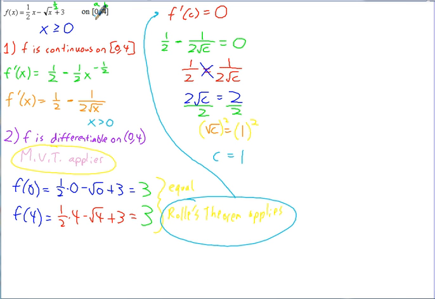Let's check, is 1 between 0 and 4? Yes, it is. So that is the c value that's guaranteed by Rolle's theorem. Notice since Rolle's theorem applied, we didn't use what the mean value theorem guarantees because Rolle's theorem is more specific. If we did, we'd get the same answer. Just it's not necessary to calculate f of b minus f of a over b minus a, because we already know it equals 0 since Rolle's theorem applies.